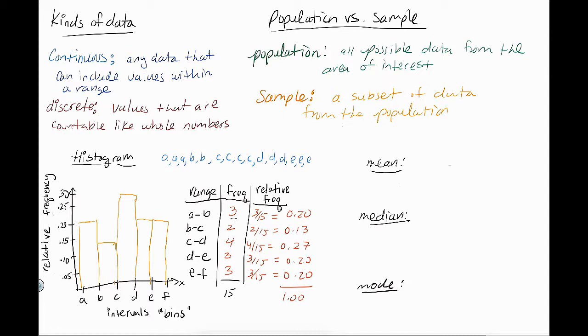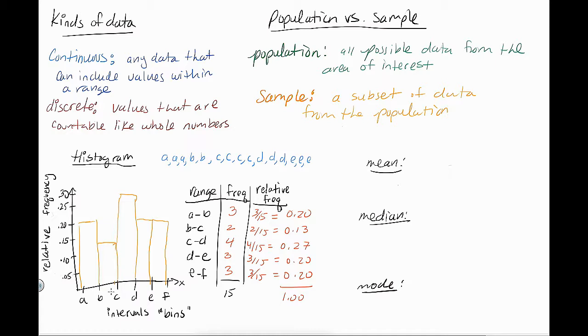Now, the way I counted this is, let me show you. So let's say there's 3 A's, which there are. The frequency is 3. Now there's 2 B's. Now you may be wondering, well, which range does it go in? Well, according to histograms, essentially B is in both of these, but B is in the next level here. So we're going to put B into the B to C range here, and we're going to put it in that bin.